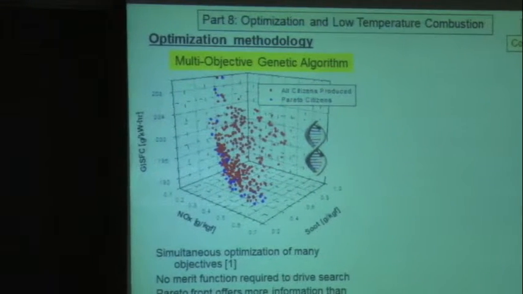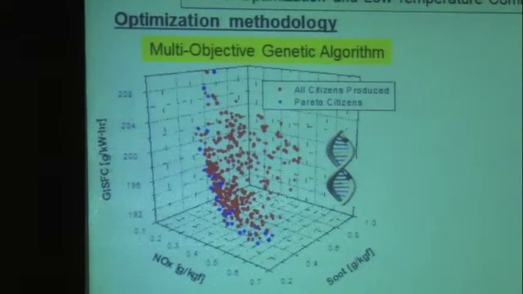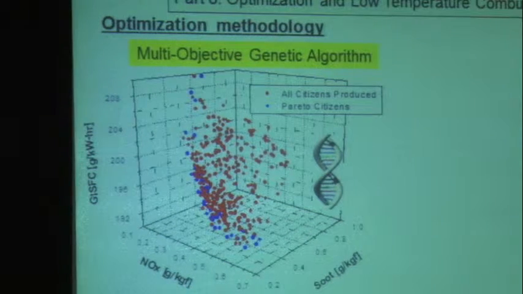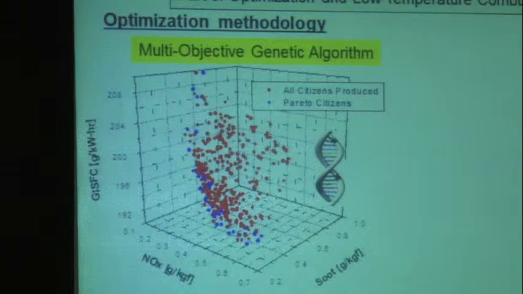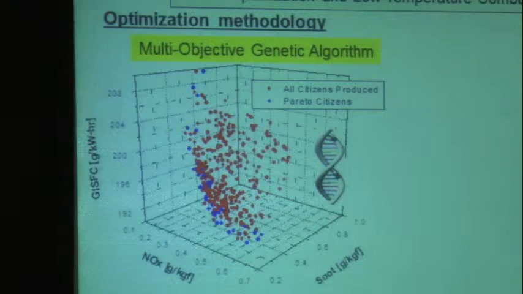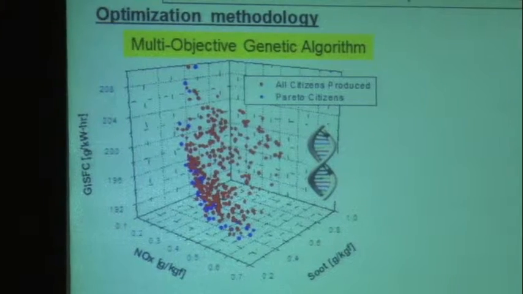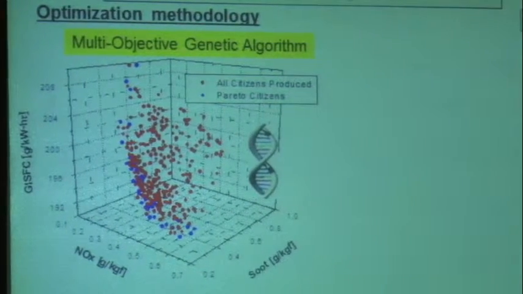So we've used this technique, and we've actually developed or taken techniques developed by Coelho to look at multi-objective genetic algorithm. So here, you're not just looking at fuel consumption, but you can specify as many objectives as you wish. In this case, fuel consumption, nitric oxide, soot, but you can have as many as you like.